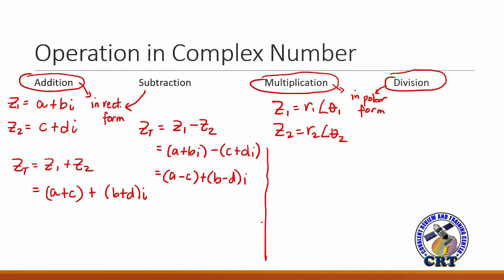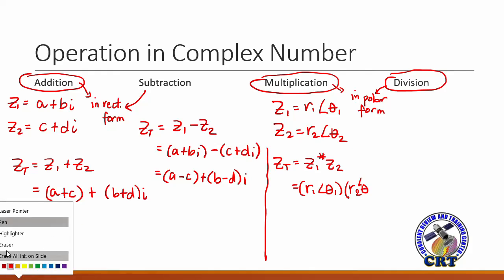So to illustrate that, let's say Z total is Z1 times Z2. So this is simply equivalent to R1 angle of theta 1 times, so let us put parenthesis, R2 angle of theta 2. Let me erase that.